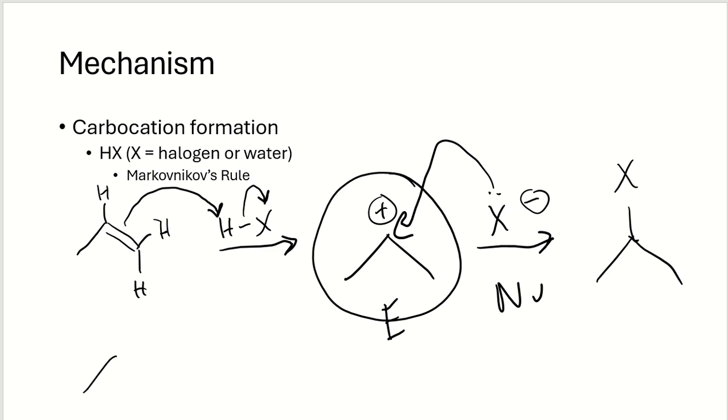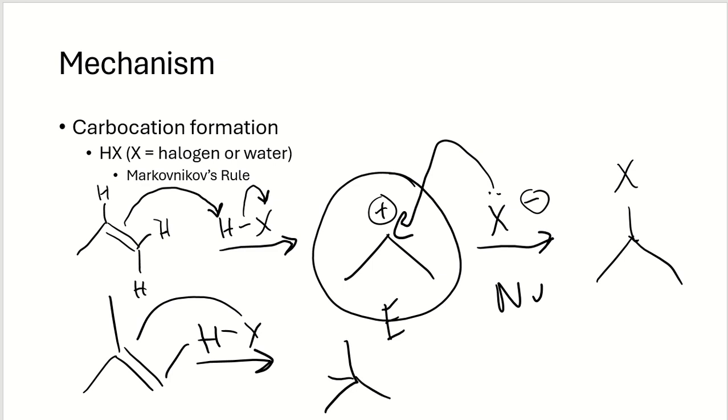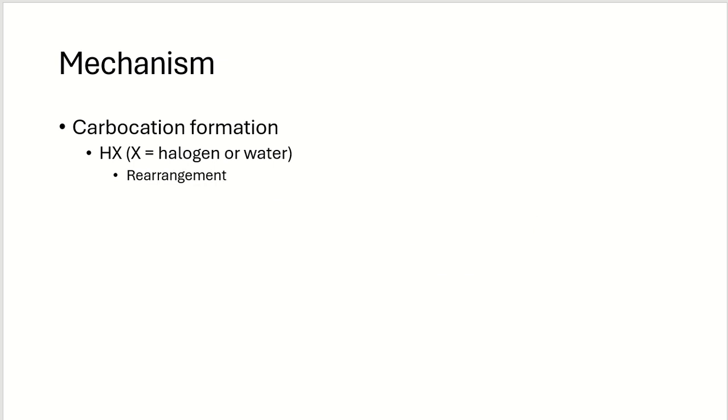So if I were to have something like this, again, adding HX, this carbon has no hydrogens, this one has two. So I'm going to add the hydrogen here and X there. And this would be my product. That is Markovnikov's rule. In the next video, part 3, we're going to move into rearrangement possibilities because when we form that carbocation, it is possible that shifting a hydrogen could produce a more stable carbocation.